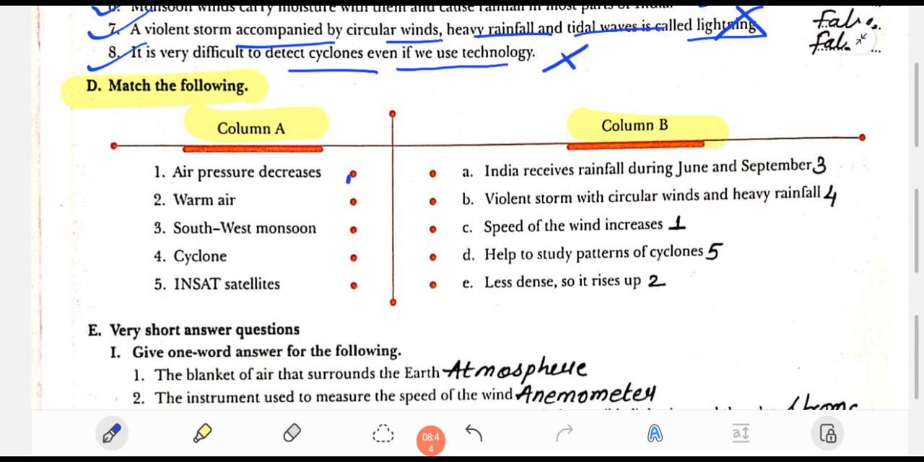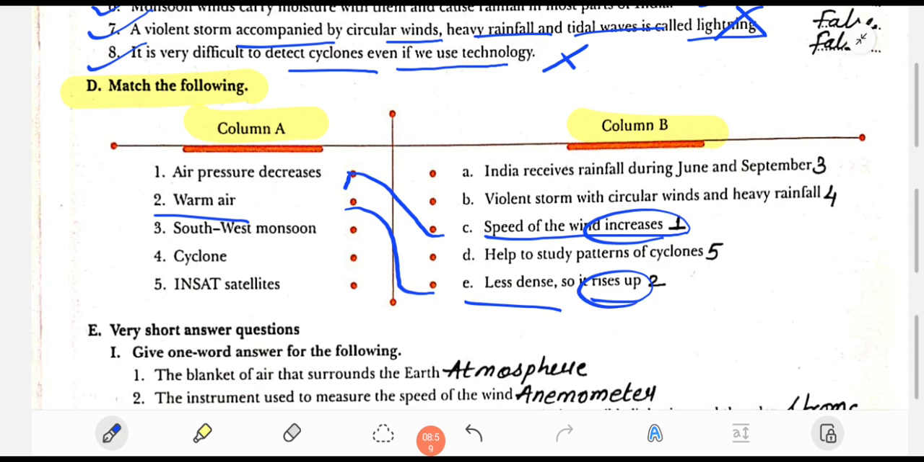Then coming to the next, that is match the following, column A to column B. First, air pressure decrease. When will air pressure decrease? When the speed of the wind increases. Then warm air. So we all know that warm air are less dense and warm airs rises up. Then southwest monsoon. Southwest monsoon comes to India and receives rainfall during June and September.